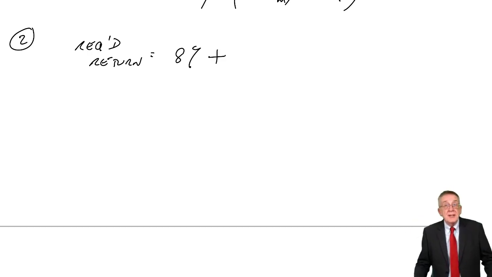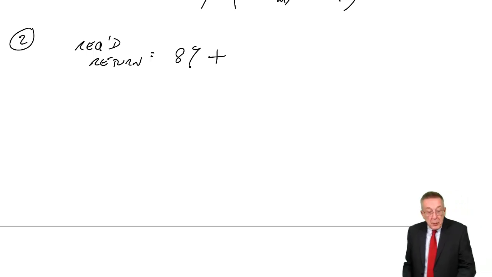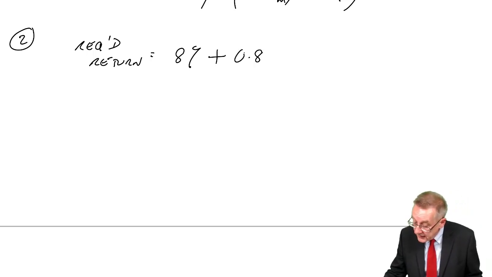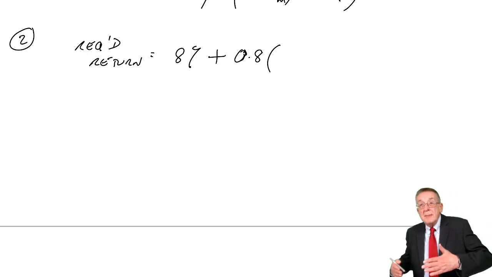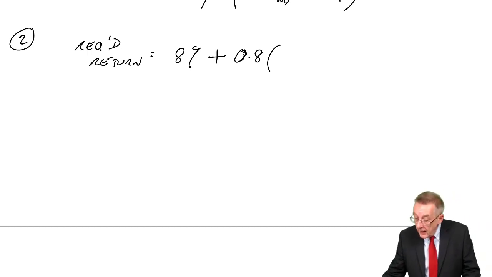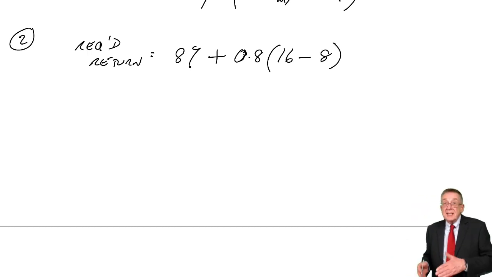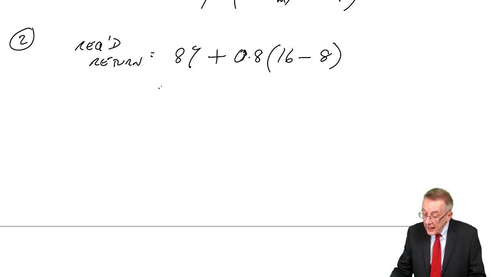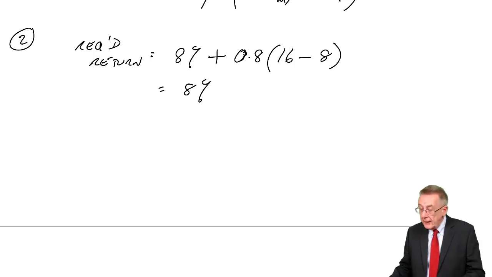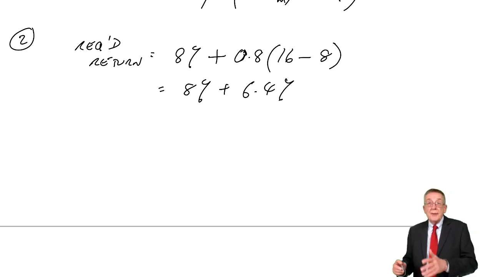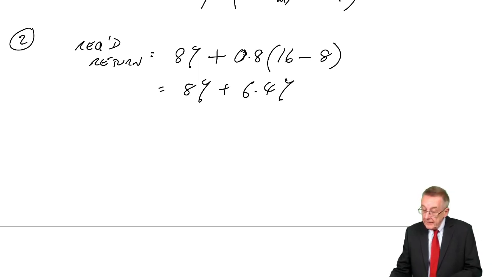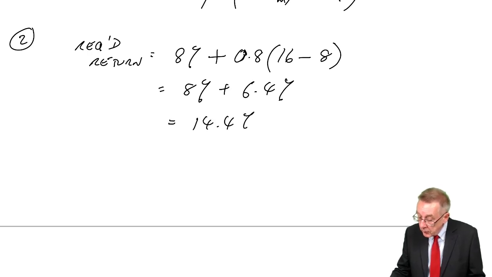How much more? It depends on the riskiness. We're 0.8 as risky as the market. And so we want 0.8, or 80%, of whatever premium the market's giving. The market's giving 16 as against risk-free 8. It's giving 8% more than risk-free. We're less risky, so we only want 6.4% more than the risk-free. The required return: 14.4%.